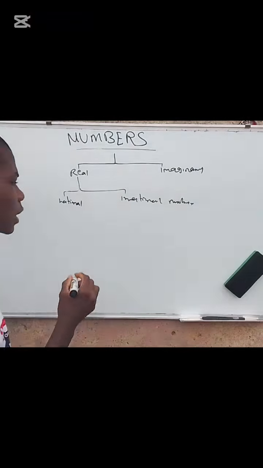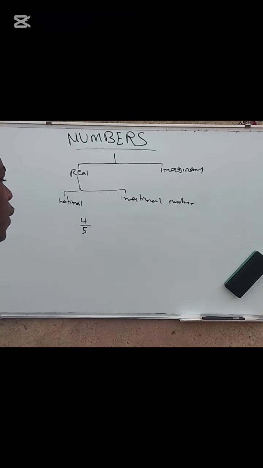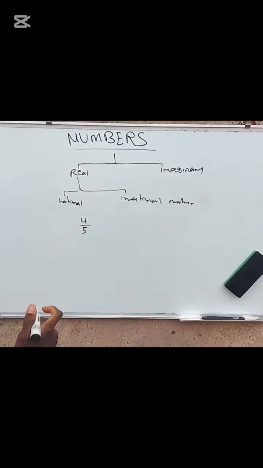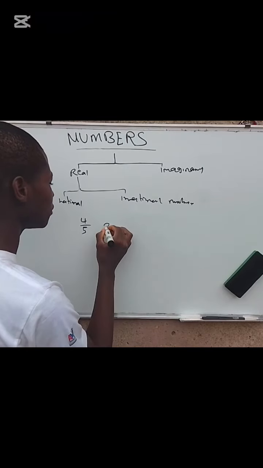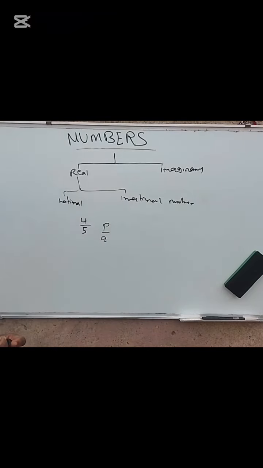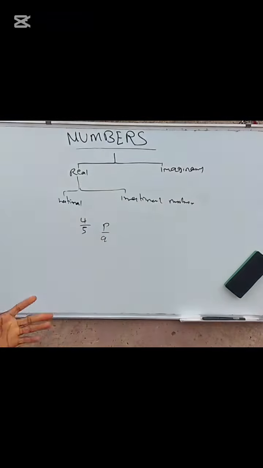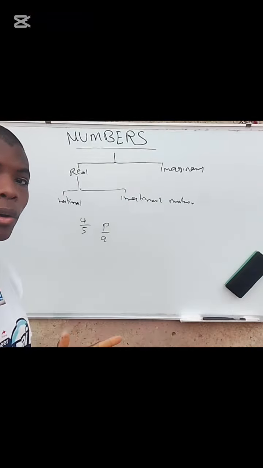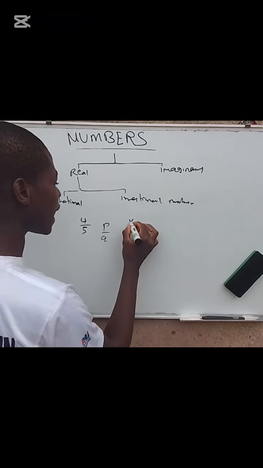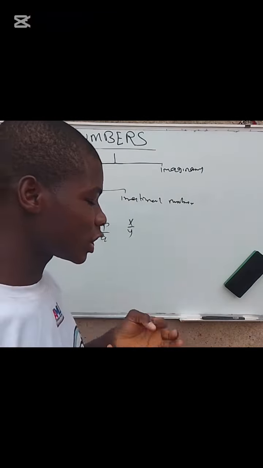So what are rational numbers? Rational numbers are numbers. For example, 4 over 5 is a rational number. What of, let's say, P over Q? P over Q is also a rational number, because a rational number is any number that can be divided by another number. For instance, I can say x over y, they are also called rational numbers.